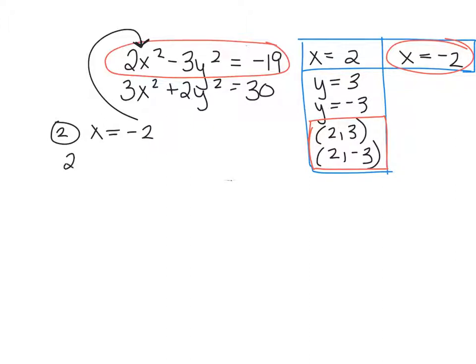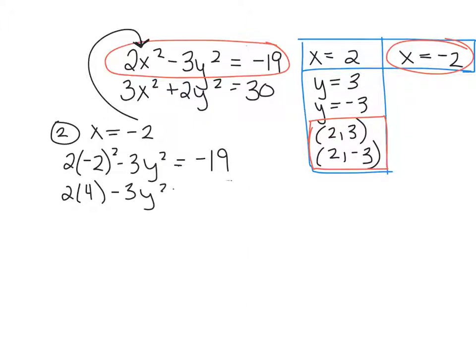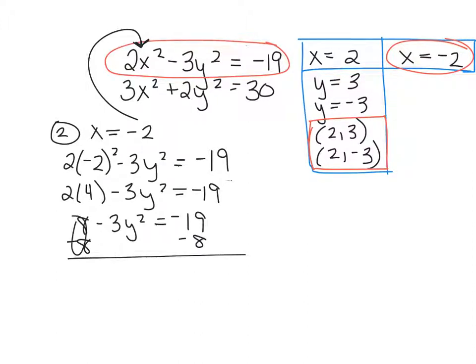So I'll just substitute the negative 2 for x, so I get 2 times negative 2 squared minus 3y squared equals negative 19. And then negative 2 squared is a positive 4, so this becomes 2 times 4 minus 3y squared equals negative 19. 2 times 4 is 8, and then I have minus 3y squared equals negative 19. I'll subtract 8 on both sides, and you get negative 3y squared equals negative 27.